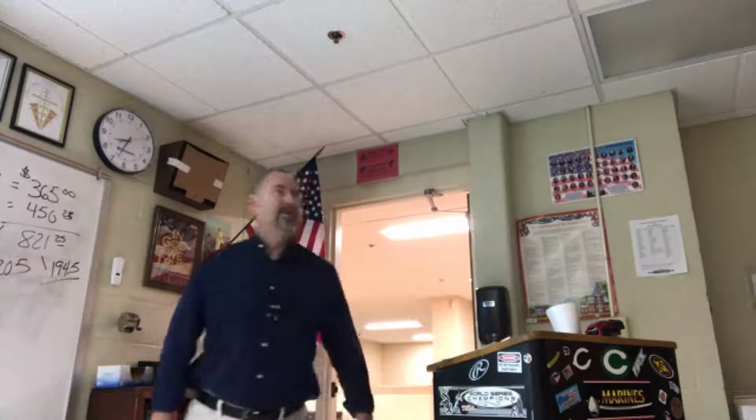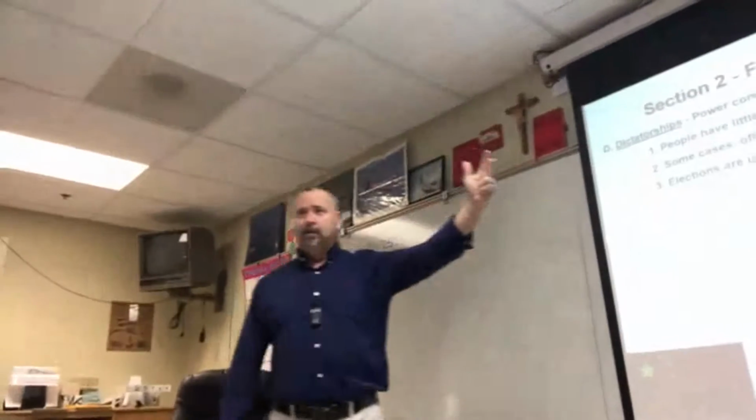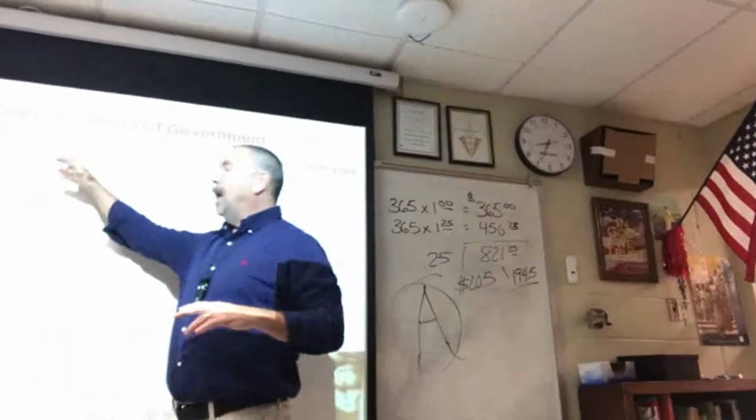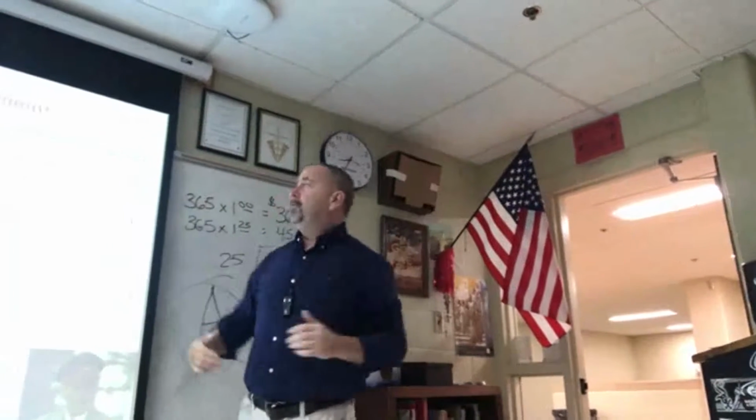Dictatorships. Okay. So we've got monarchies, constitutional monarchies, republics, and dictatorships. But guys, this is the confusing part. When we think of dictatorships, we think of a dictator, like one person, yes? But a dictatorship can be one person or it can be a small group of people, okay? So in the hands of a single person or a small group, the people have little, if any, control over government. It's dictated from above.